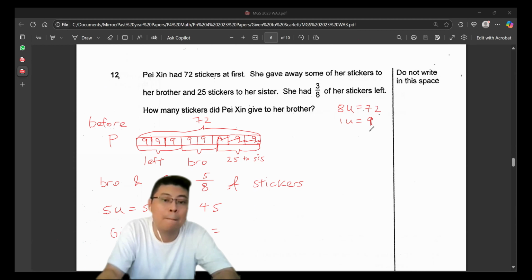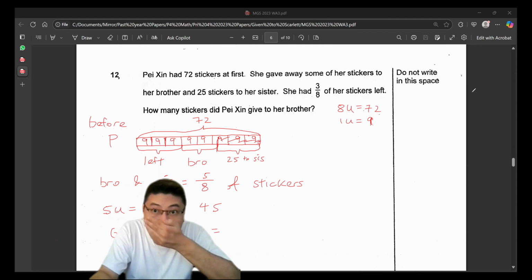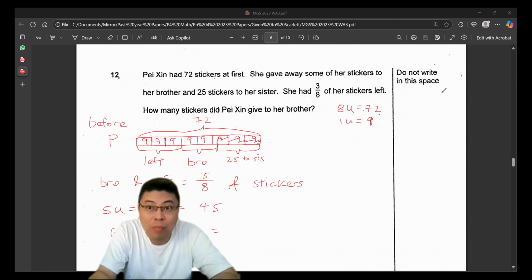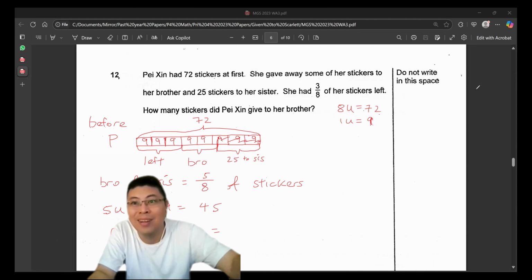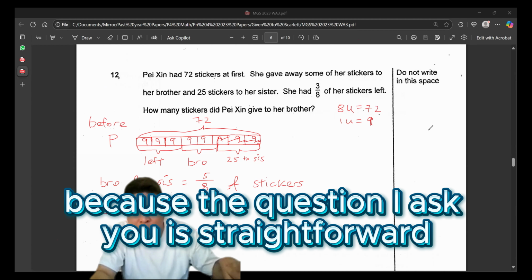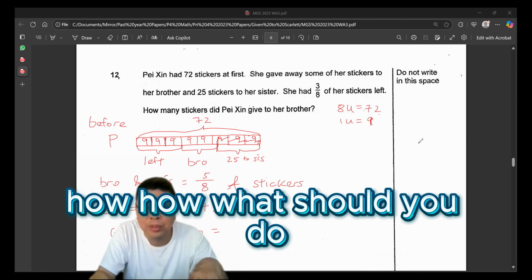You give 45 to brother and sister. You give to sister how many? Will you pay attention when I'm explaining? Because the question I ask you is straightforward one. That's why I ask you, given to brother, what should you do?